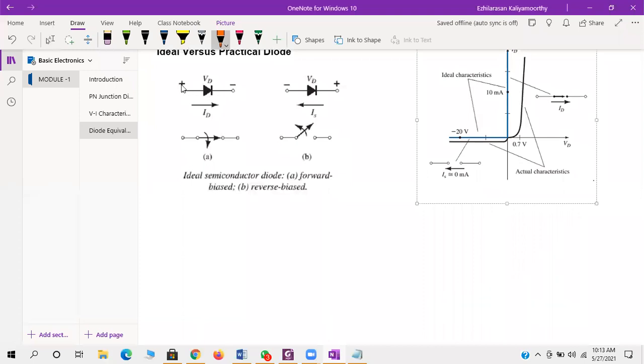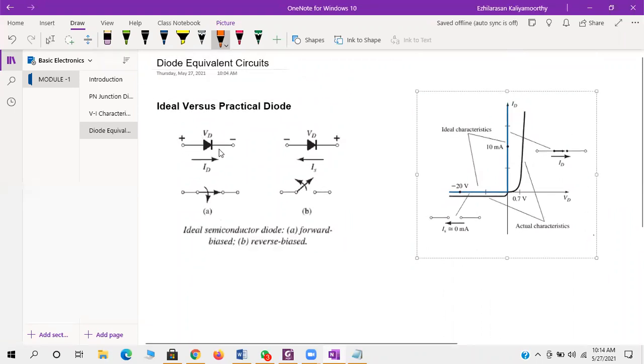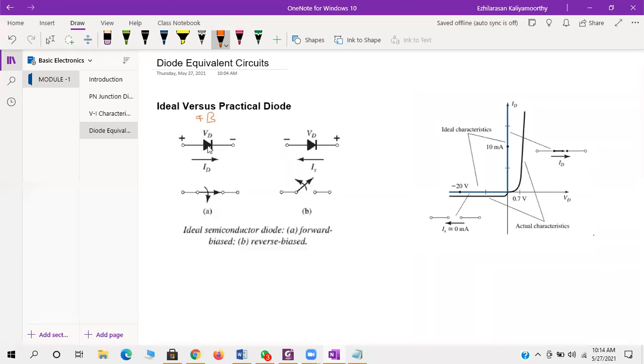The P type is connected to the positive terminal and the N type is connected to the negative terminal. This diagram shows the forward bias condition. If the P type is connected to negative and the N type is connected to positive, then it will be shown as reverse bias. So from the diagram you can easily understand forward bias or reverse bias.